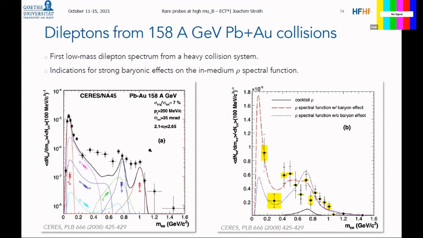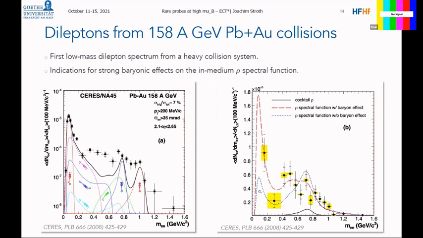I show you the CERES measurement. Also here, for the first time, a strong excess was seen over the mesonic cocktail, which is shown here as a line, well determined by many contributions, and a huge filled-up region at intermediate mass, around 400-500 MeV. With this hadronic many-body calculation a la Ralf Rapp and Jochen Wambach, it was demonstrated that you can understand this radiation as due to off-shell rho mesons radiating out of the fireball.